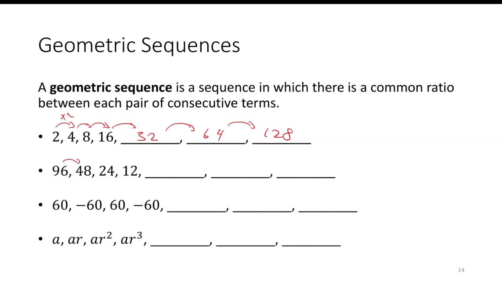96 to 48, well, you can figure out the ratio by taking one term and dividing by the previous. It looks like that reduces to 1/2. So you can think of this as times 1/2 or divide by 2. If I times by another half, I'm at 24. Times a half again, I'm at 12. And then it'd be 6, then 3, then 3/2.